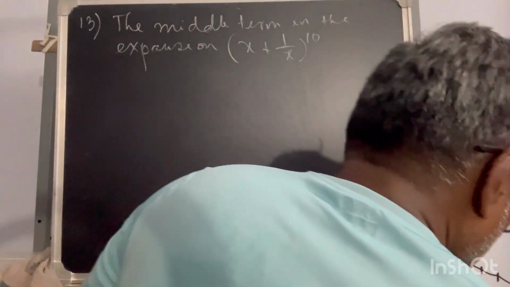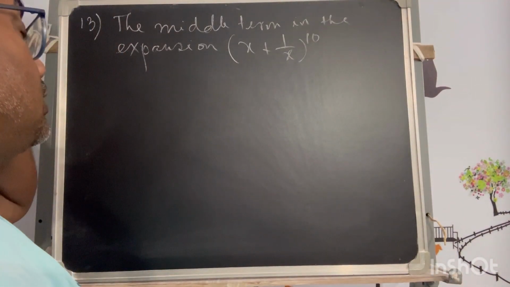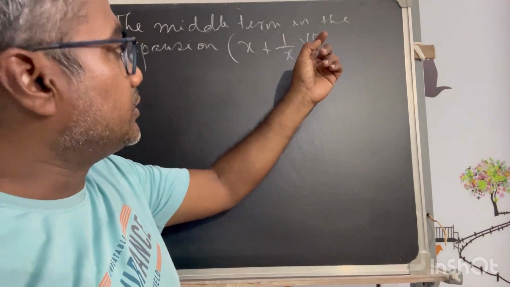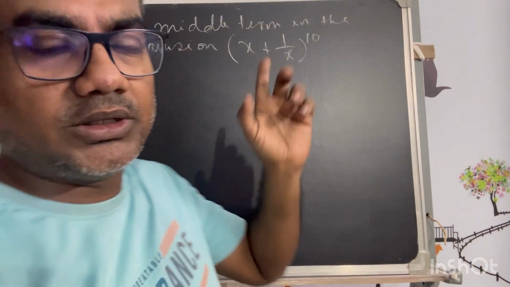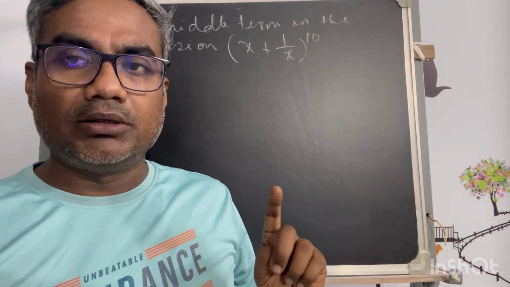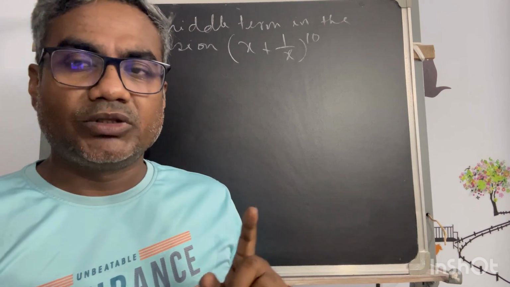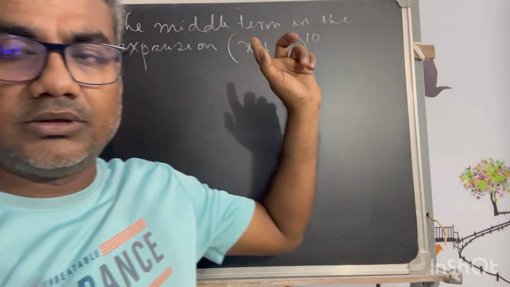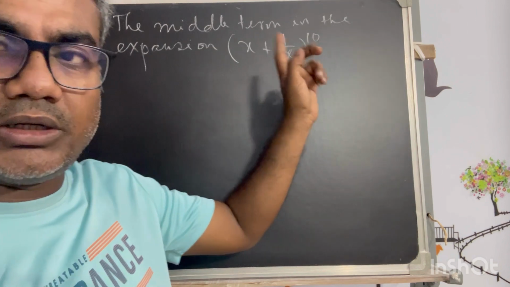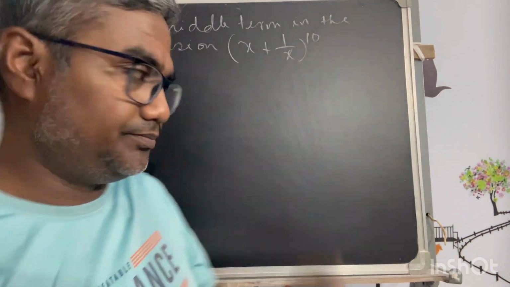Now, before I proceed, the rule you know already. We have to see the power of the binomial. If the power is even, the number of terms will be odd, that means 11. So there will always be a single middle term in case the power is even, and if I divide this power by 2 and add 1, then I can reach the middle term.